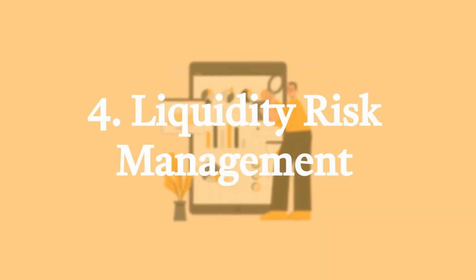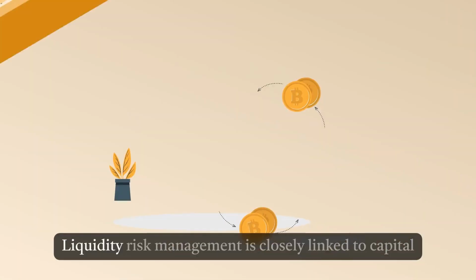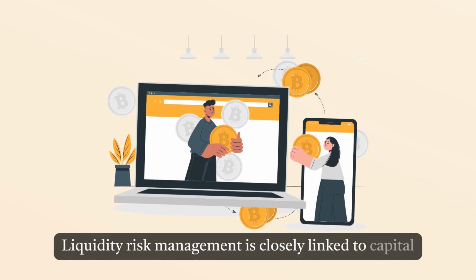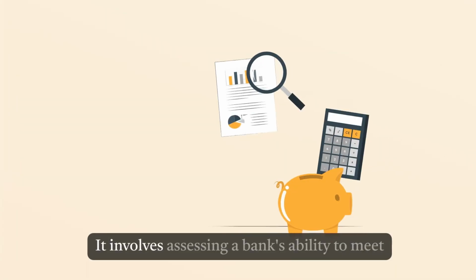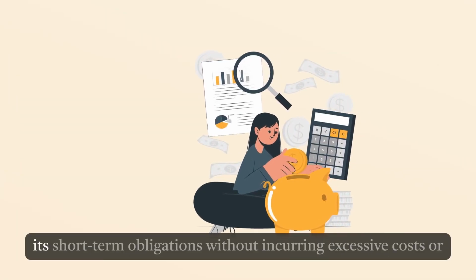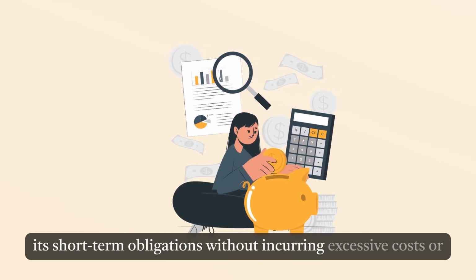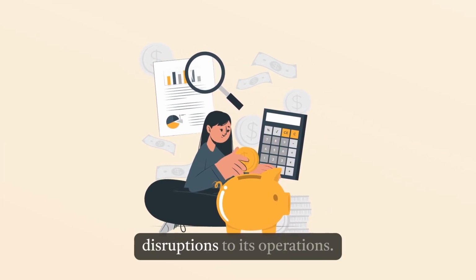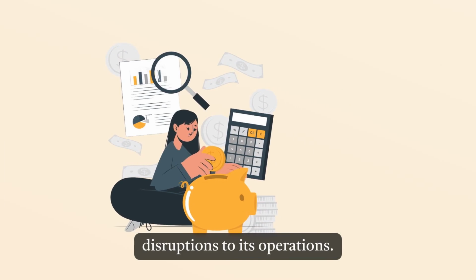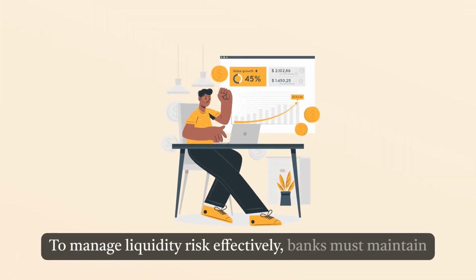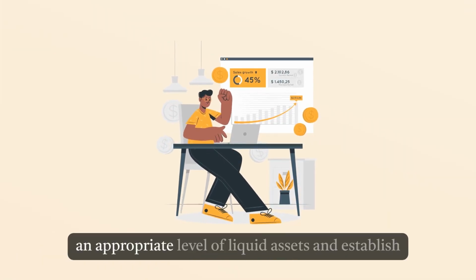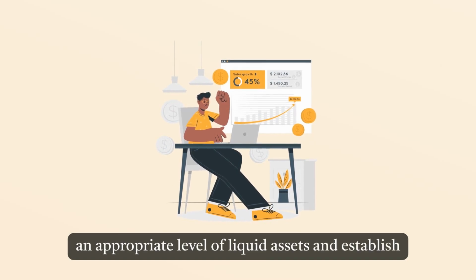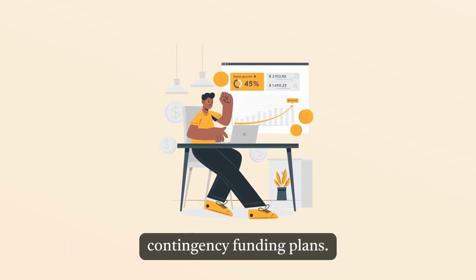4. Liquidity risk management. Liquidity risk management is closely linked to capital management. It involves assessing a bank's ability to meet its short-term obligations without incurring excessive costs or disruptions to its operations. To manage liquidity risk effectively, banks must maintain an appropriate level of liquid assets and establish contingency funding plans.